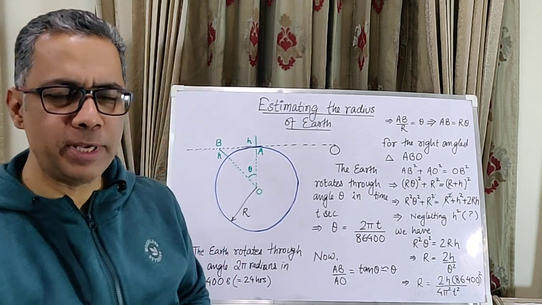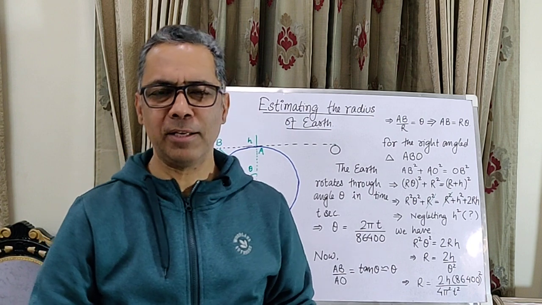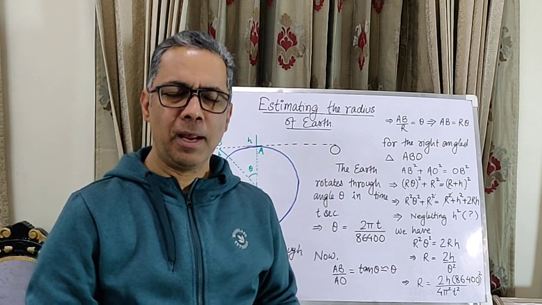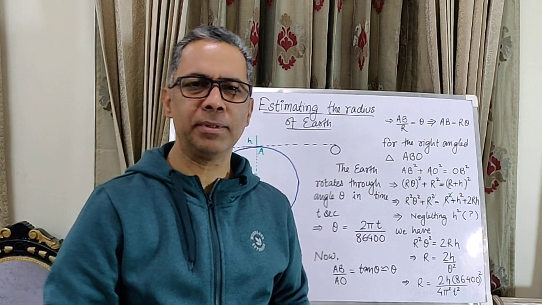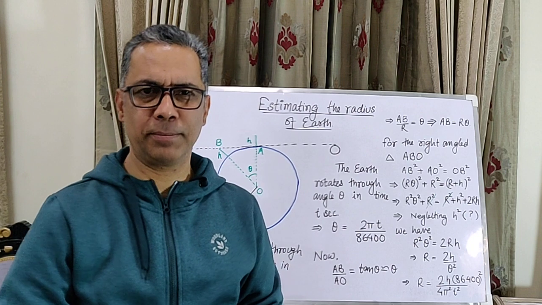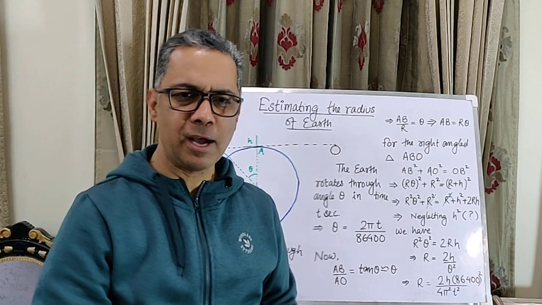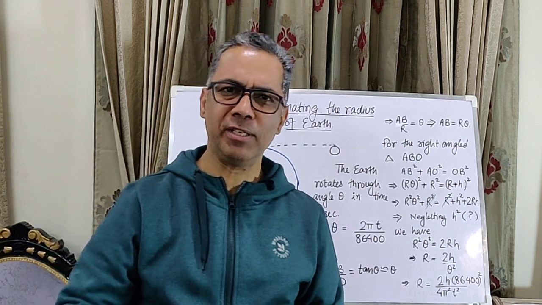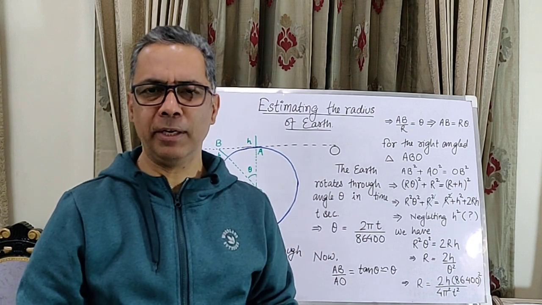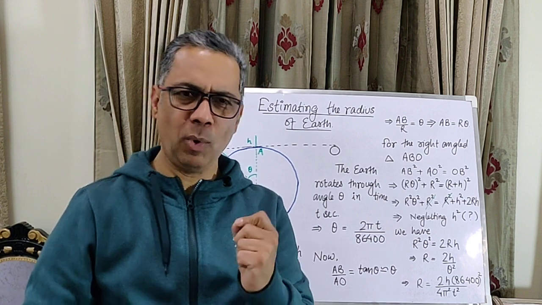Now what you do is you lie down flat on the ground on the beach and look at the setting sun. And the moment the sun sets completely, you get up and start your stopwatch. Now as you get up, your eye level comes up to a height h above the ground, and from this raised eye level you can actually see the sun for a little while.